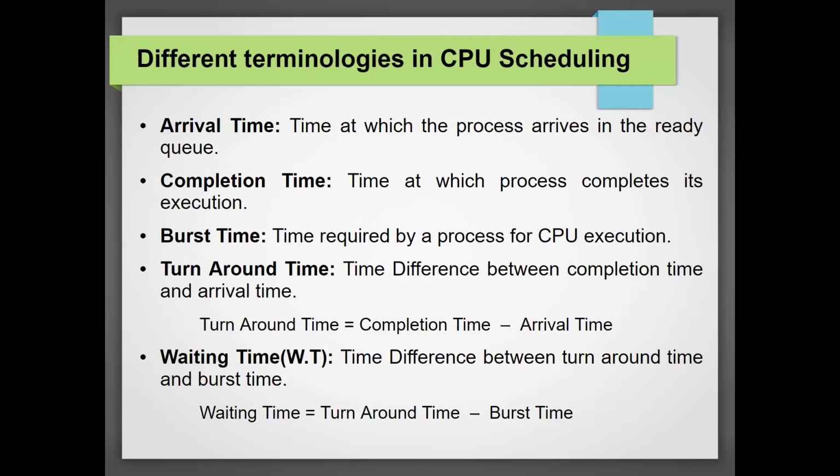When we go for a CPU scheduling algorithm, we may need to familiarize ourselves with some terminologies like arrival time, completion time, burst time, turnaround time, and waiting time. Arrival time is the time at which the process arrives in the ready queue. Completion time is the time at which the process completes its whole execution. Burst time is the amount of time required by each process to complete its execution. Turnaround time is the difference between the completion time and arrival time. Waiting time is the difference between the turnaround time and burst time.